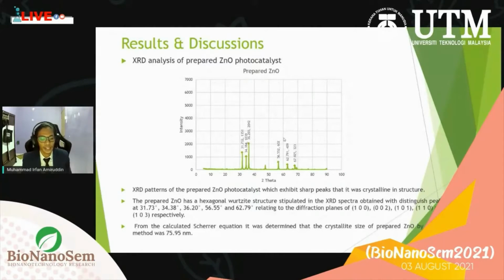As you can see, the graph shown here is the XRD spectra of the prepared zinc oxide photocatalyst. Note that the zinc oxide photocatalyst was prepared via the sol gel method from the previous method. From the graph shown here, the zinc oxide photocatalyst exhibits sharp peaks that clearly prove that it was crystalline in structure. It also has a hexagonal wurtzite structure stipulated in the XRD spectra with distinguished peaks relating to the diffraction planes.